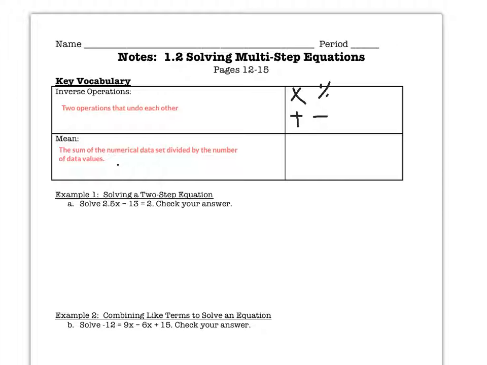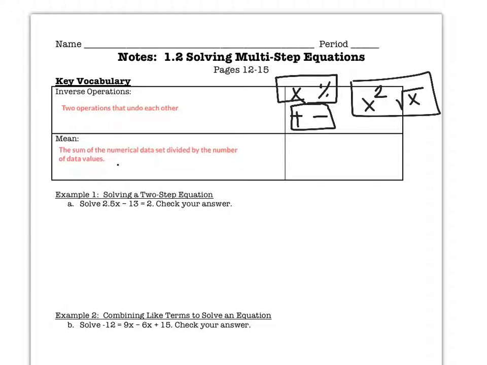Addition and subtraction. If you have x squared, the opposite, or the inverse operation, would be the square root of x. So those are a few examples. Mean. The mean is also another word for average.